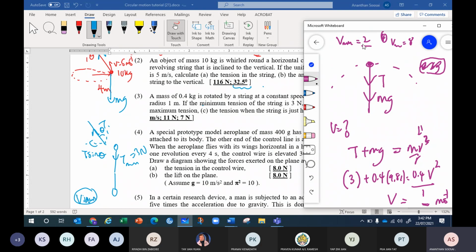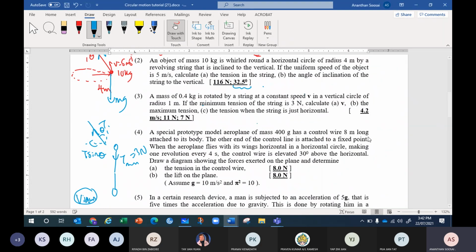Okay, guys, when you read this question, you come up with this formula. Okay, you are on the correct track, you understand, good. Then you substitute, you get the speed, you should get 4.2 meter per second.